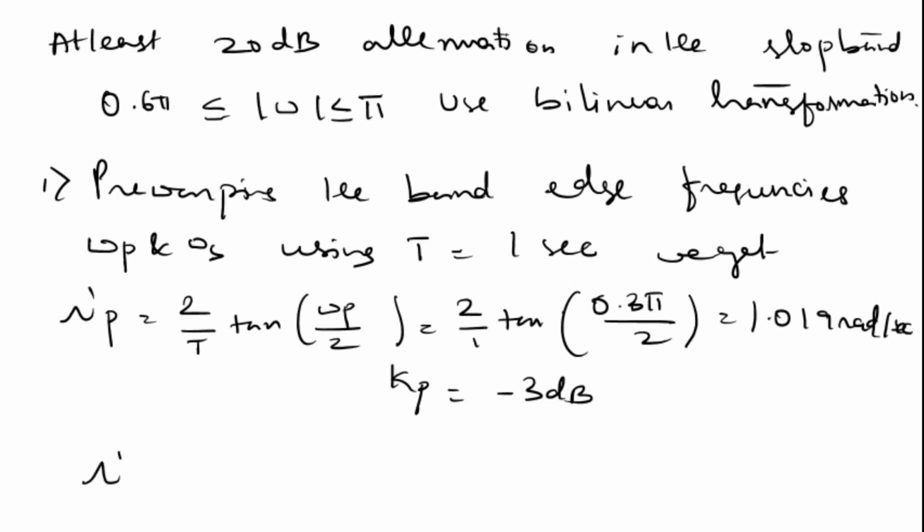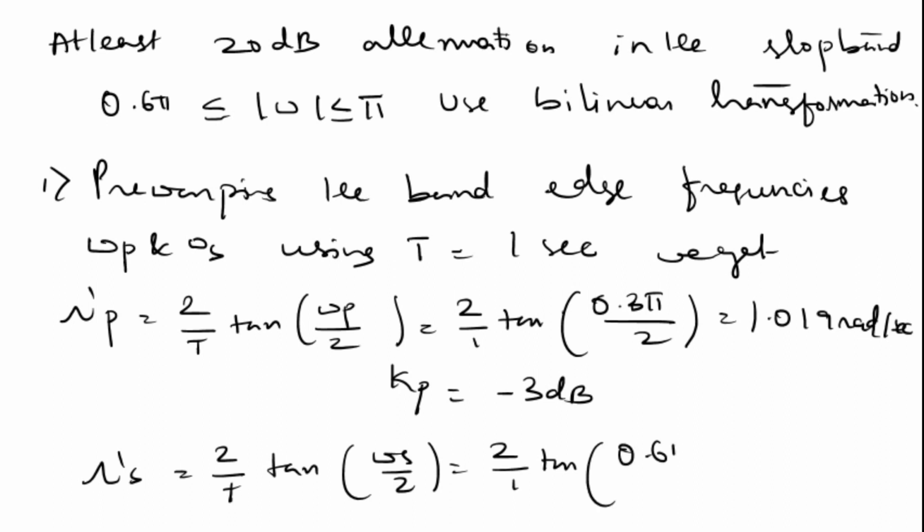Then ohm dash of S is equal to 2 by T tan of omega S by 2, which is equal to 2 by 1 tan of 0.6 pi divided by 2, which is equal to 2.75 radian per second, for Ks is equal to minus 20 decibels.